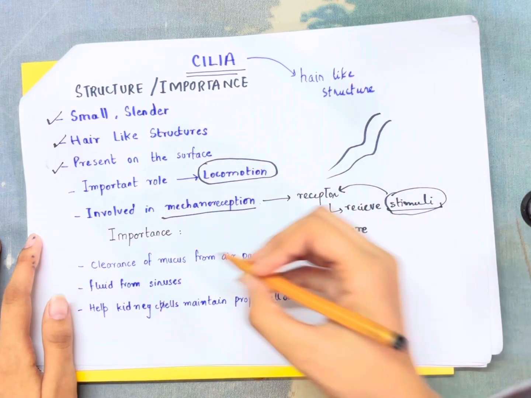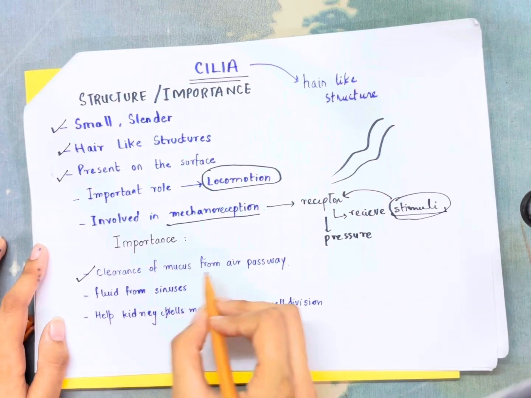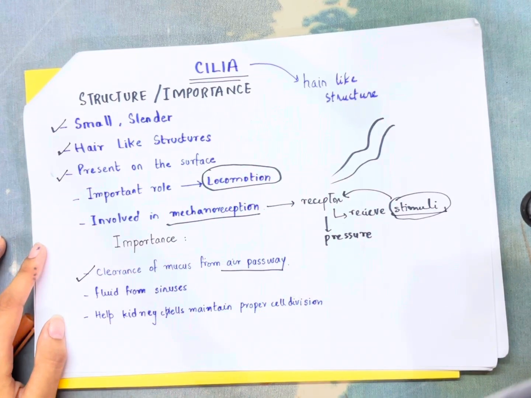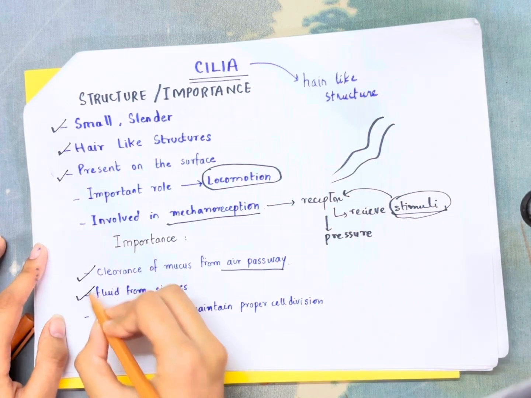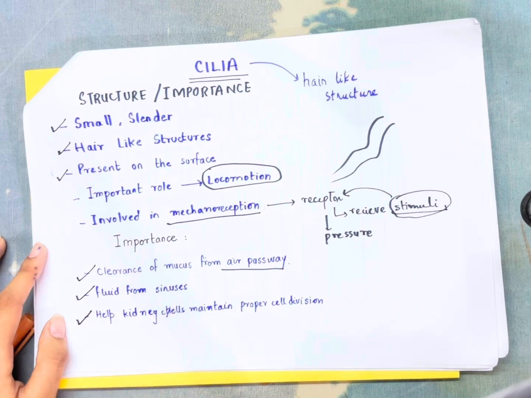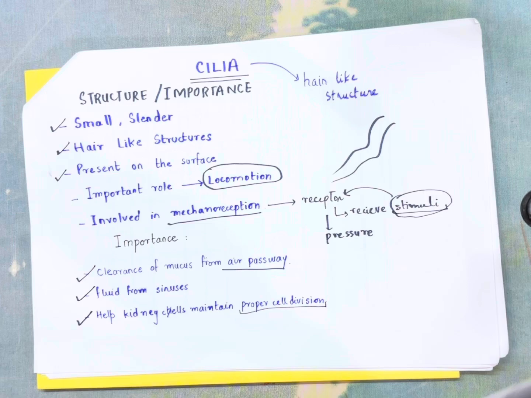Now, what is the importance of the cilia? Cilia basically help in the clearance of mucus from the air passage. Since it is present in the first line of defense, we say that it does not allow any external foreign particle to enter into the body. It also removes fluid from the sinuses and helps kidney cells maintain proper cell division. These are some of the importance and the structure of cilia in your syllabus.